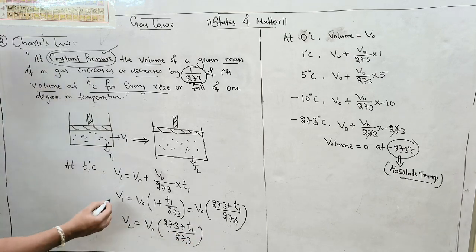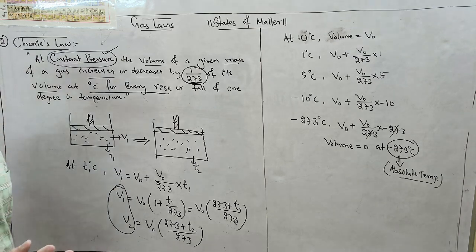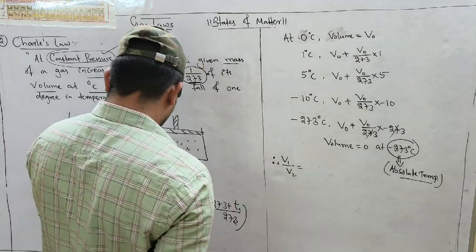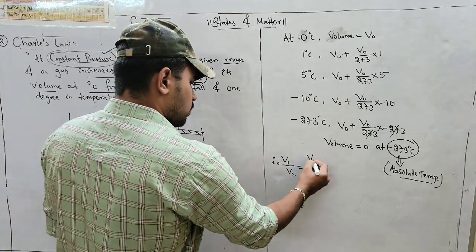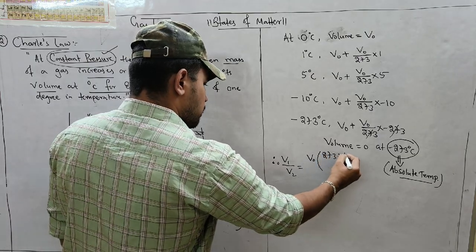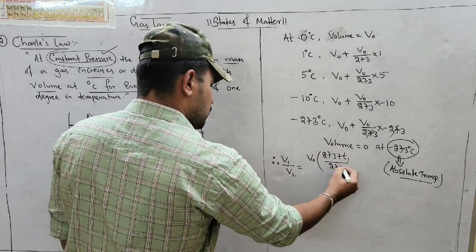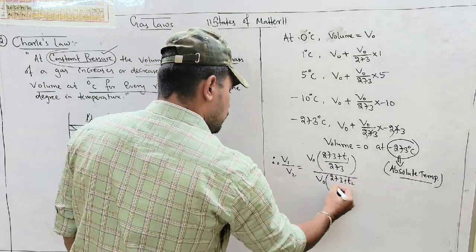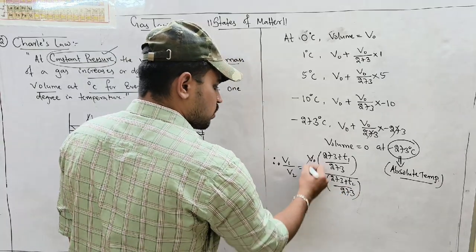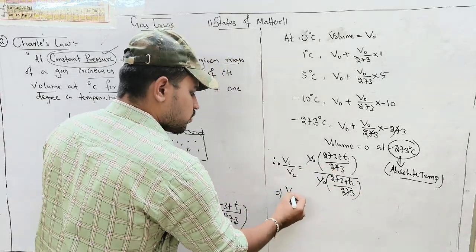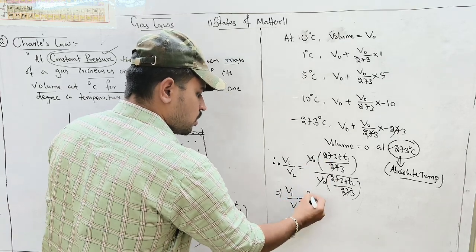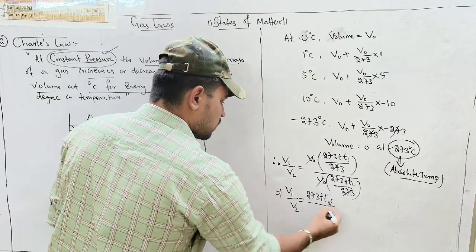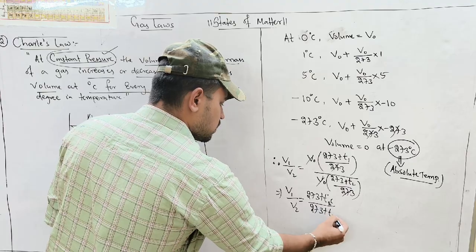If you find the ratio between V1 and V2, what are we going to get? V1 by V2 is equal to V0 into 273 plus T1 by 273, divided by V0 into 273 plus T2 by 273. So V0 cancels, 273 cancels. V1 by V2 is equal to 273 plus T1 degrees centigrade by 273 plus T2 degrees centigrade.